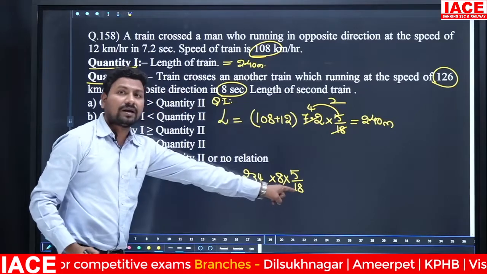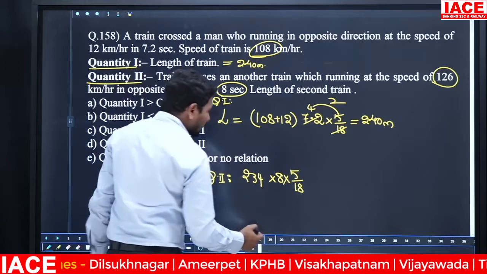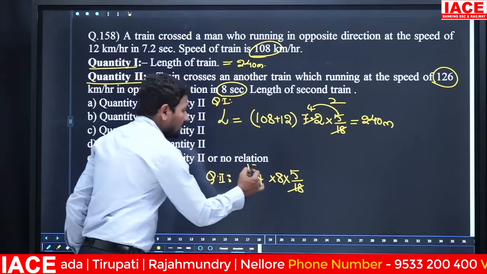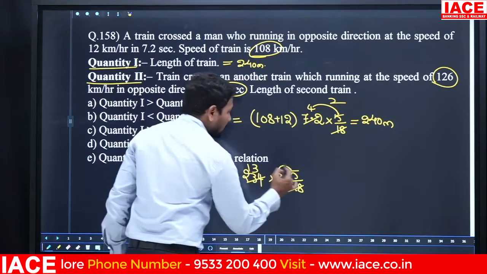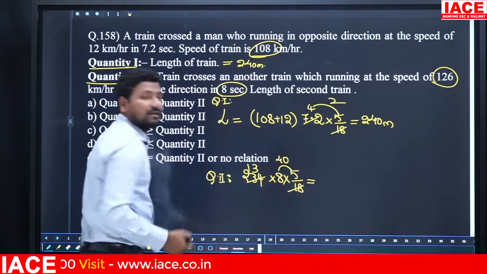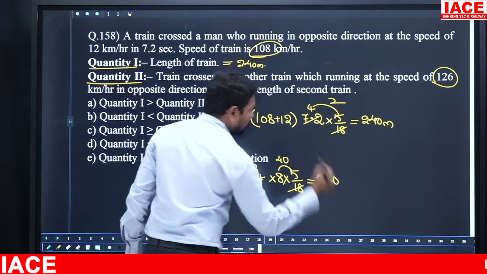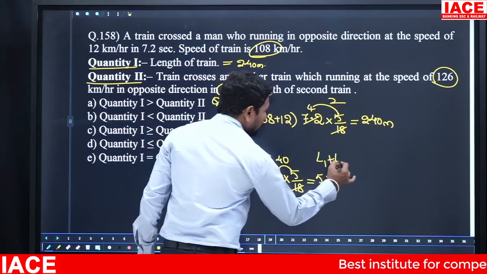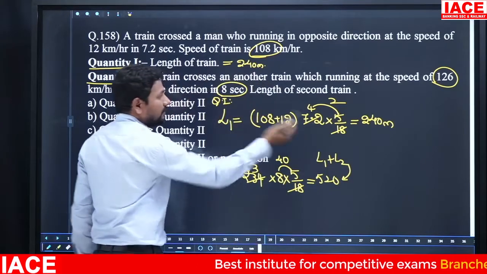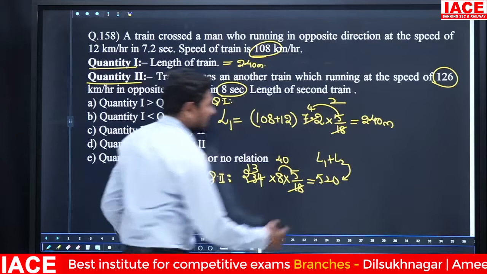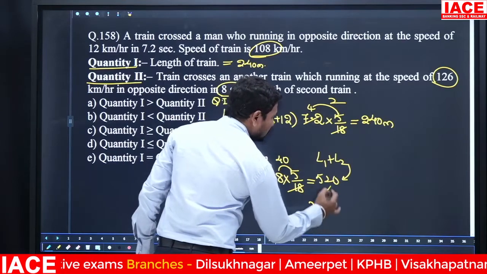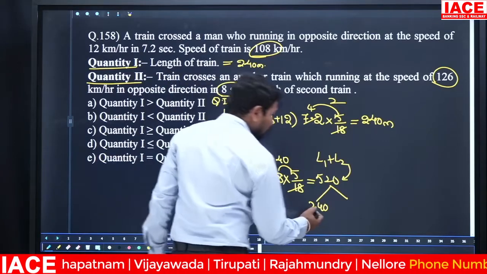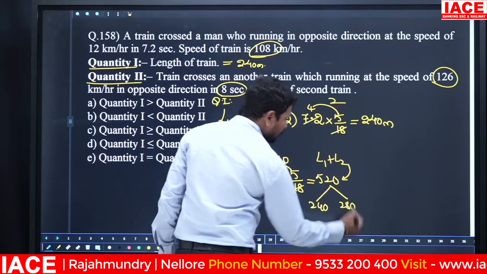This kmph convert into meter per second, already we did it with 5 by 18. Cancel the numbers here. 18 1s are 18. Remaining is 54. 18 3s are 54. 8 5s are 40. And 13 4s are 52, and 5 to 0. That means this is equal to L1 plus L2. But already L1 you know from quantity 1 is equal to 240, so L2 becomes what? 360. 360 means it is 600. Okay.